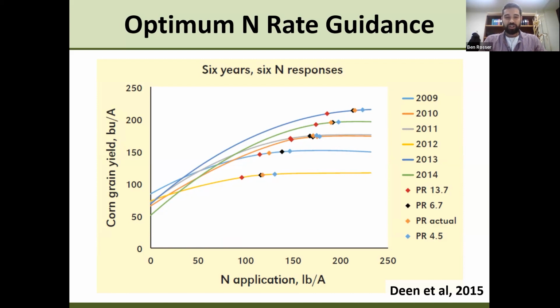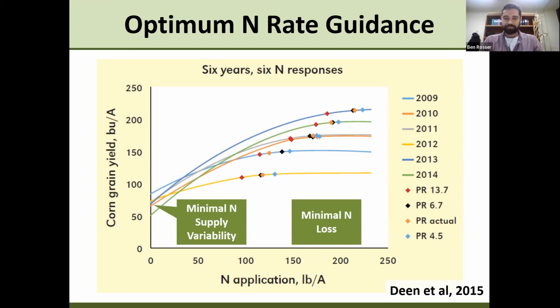And really what this site shows is that, first of all, at this location we have pretty minimal supply of background soil nitrogen. The reason we say that is those zero N yields tend to be fairly stable. There's a little bit of change year to year, but they're relatively stable. We also say there's minimal N loss. So in season, we don't tend to see a lot of nitrogen loss at this farm.